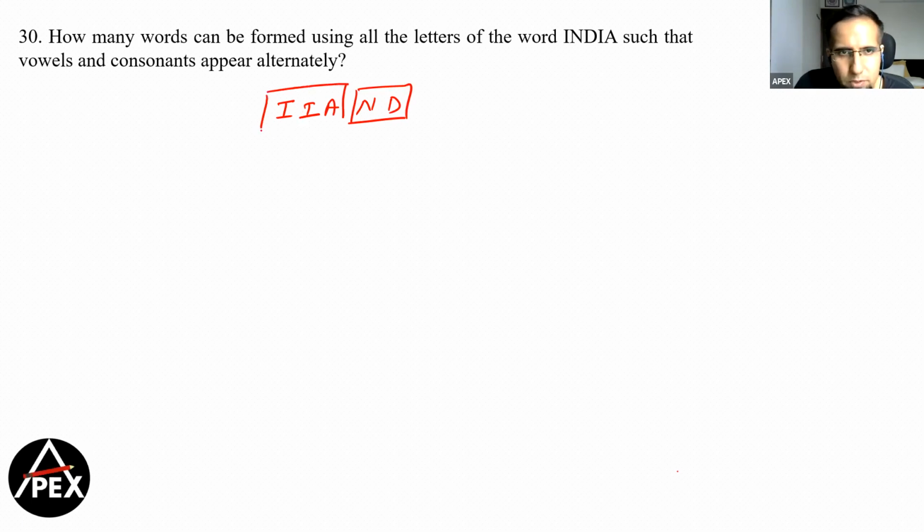So how do we arrange them? Three vowels will arrange themselves in three places in 3 factorial ways, divided by 2 factorial because the two I's are the same. Multiplied with the two consonants, which will arrange themselves in two places in 2 factorial ways. That's it, because the gap is 1 here. So our answer becomes 3 factorial, that is equal to 6 ways.